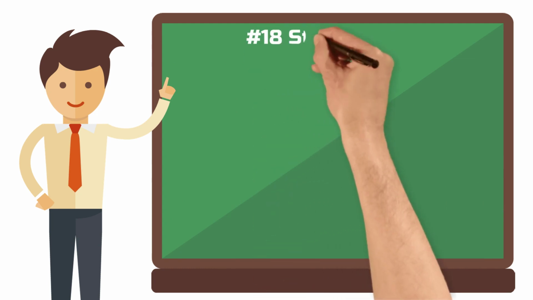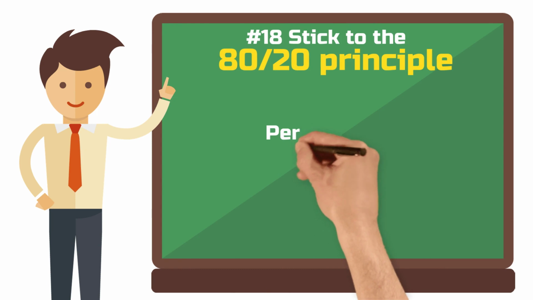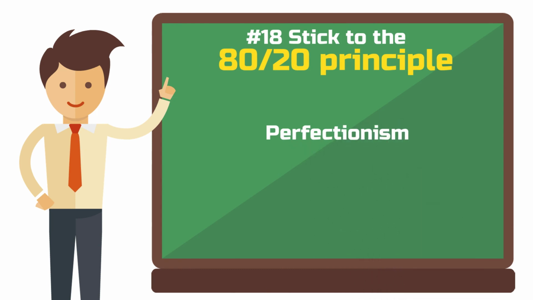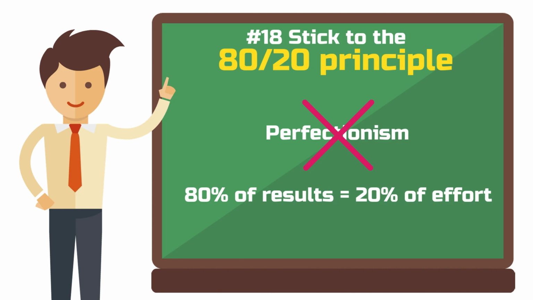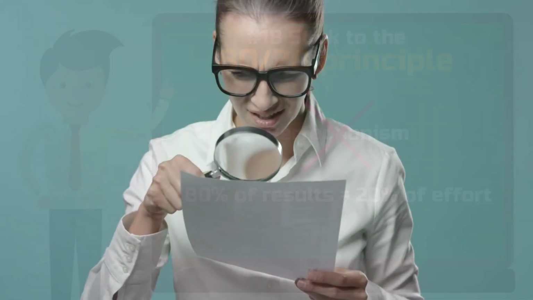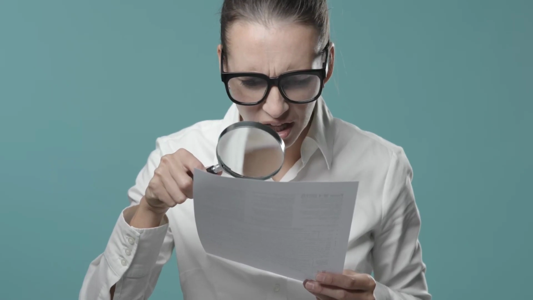Tip 18. Stick to the 80-20 principle. Perfectionism is the killer of every term paper. The solution is the 80-20 rule. Since 20% of the effort produces 80% of the results, do not stress out about every word. Avoid careless mistakes by sending the draft to someone else, and you will be fine.